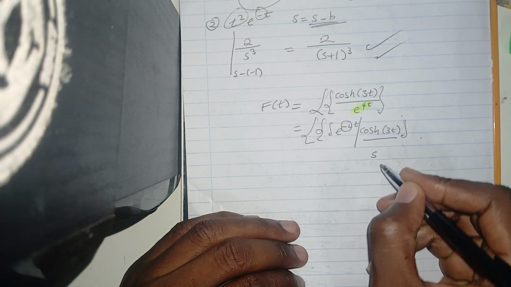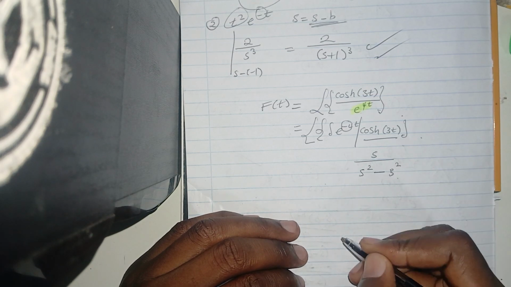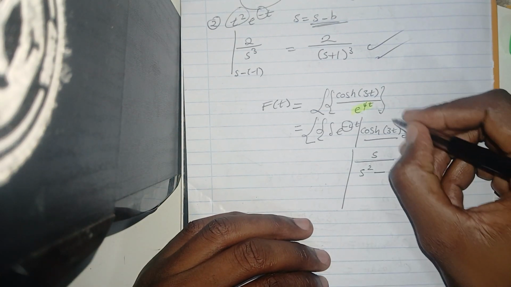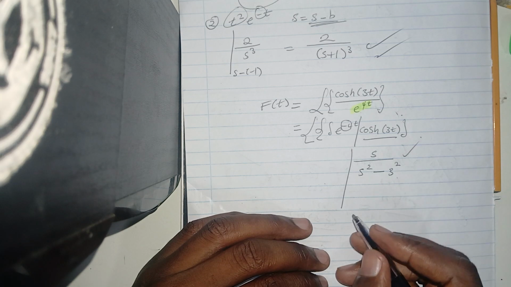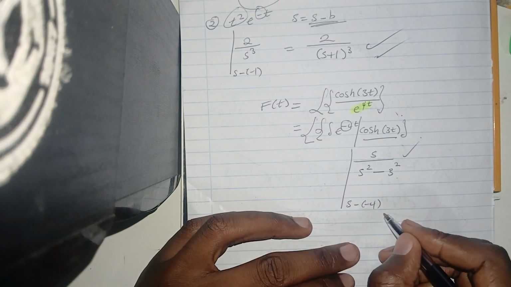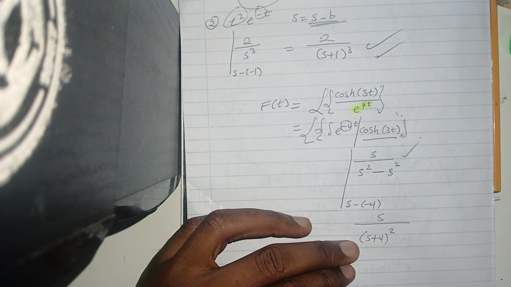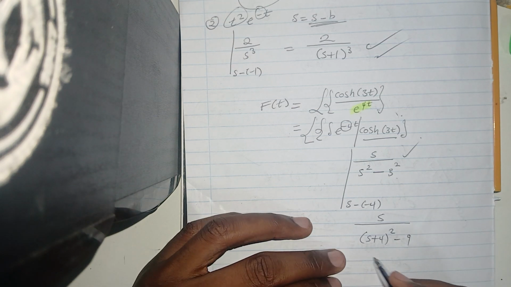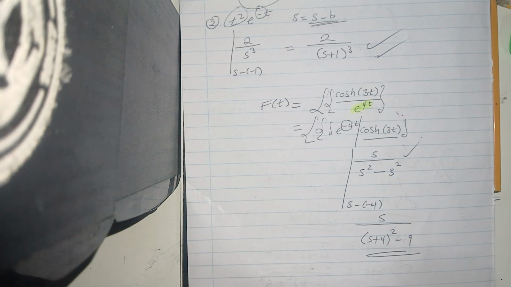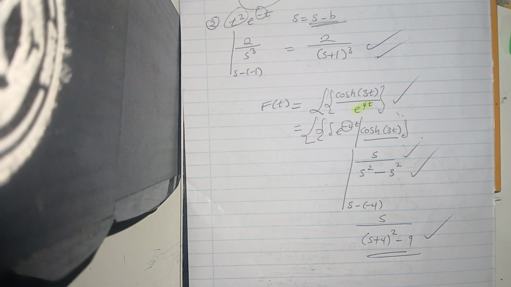So this one is just s over s squared plus 3 to the power 2, right? So with that, because we have already done the Laplace transform of cos, now we have to include the shift. So it's going to be s over (s plus 4) squared plus 9. So this is how it needs to be. This is how it should be, right? This is the only correct answer.